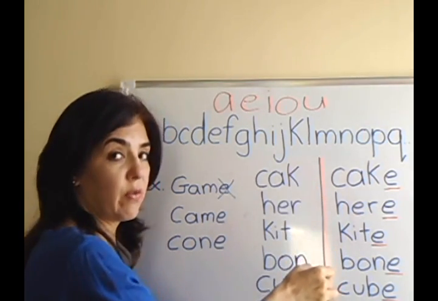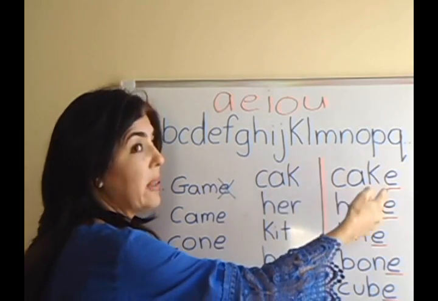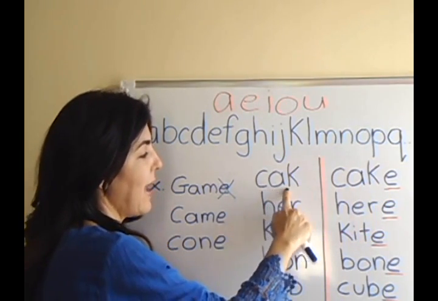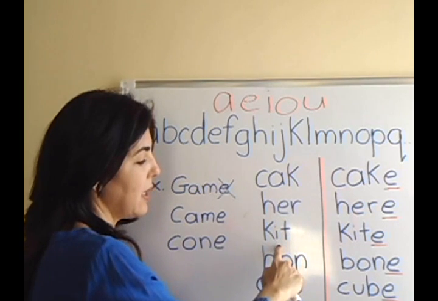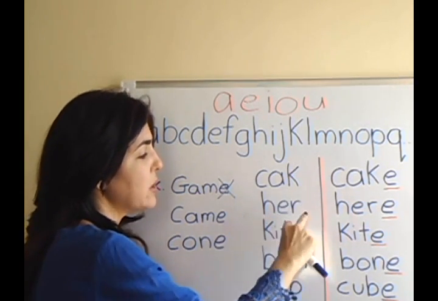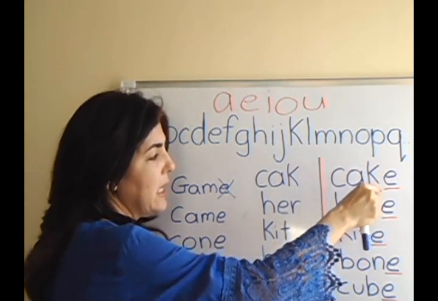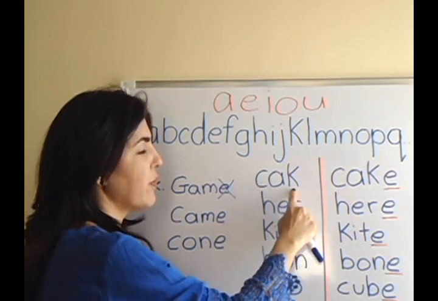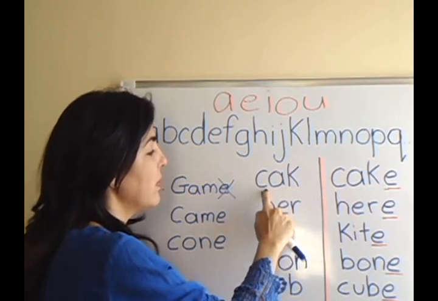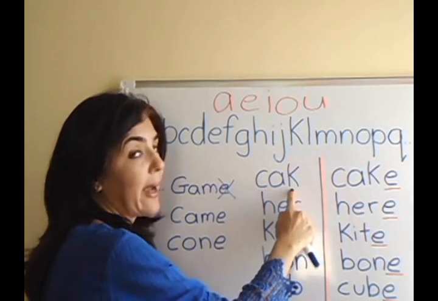You have these 5 words. Write them without the E and with the E. The words are cak, her, kit, bon, and cub. Write 2 columns, and in the second column you're going to write the word with the E. Okay, and have them read the first word to you and tell them, what does it say here? They will probably tell you, cak.